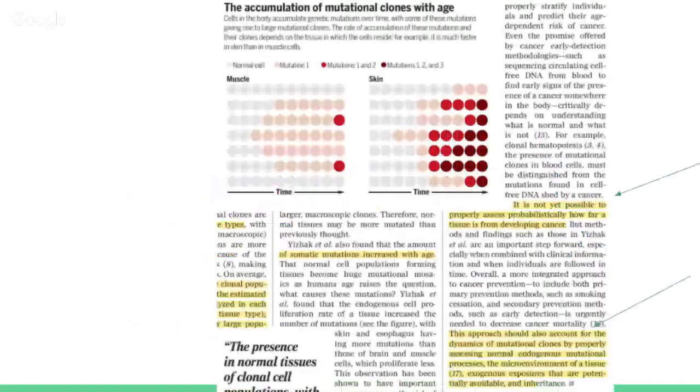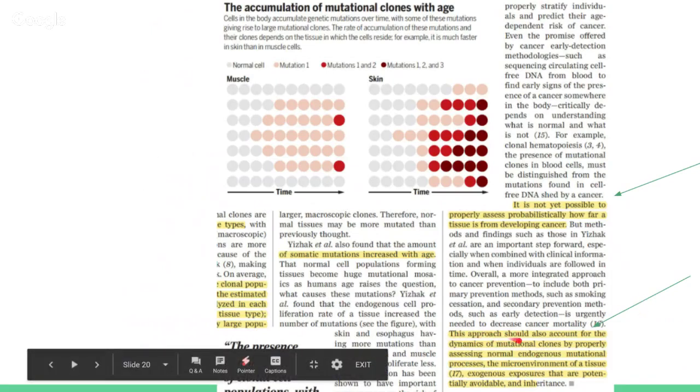So where do we go from here? Well, they say that it is not yet possible to properly assess probabilistically how far a tissue is from developing cancer. Meaning we can find mutations, and then in other individuals that have cancer, we can match some of the same mutations, but there's a gap in the middle between finding individuals that have some cells with some mutations and being able to tell them when or if they will ever develop cancer.